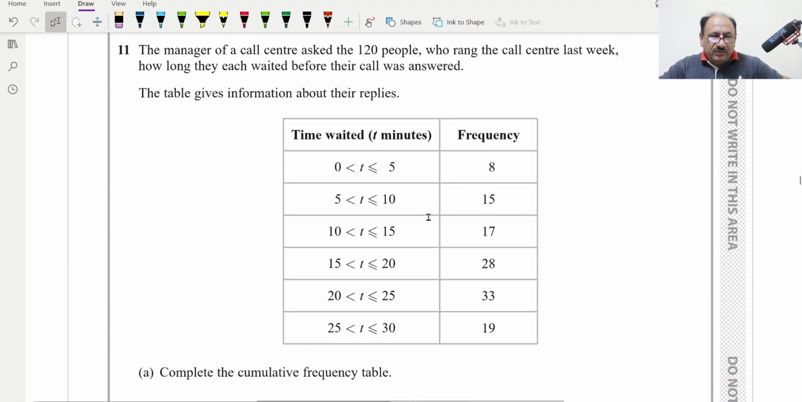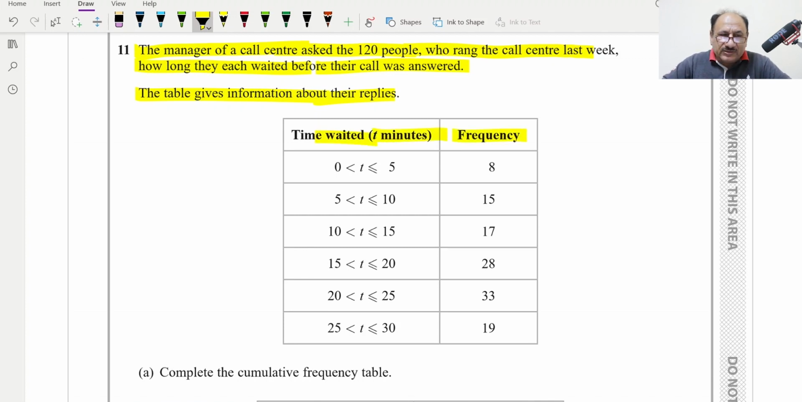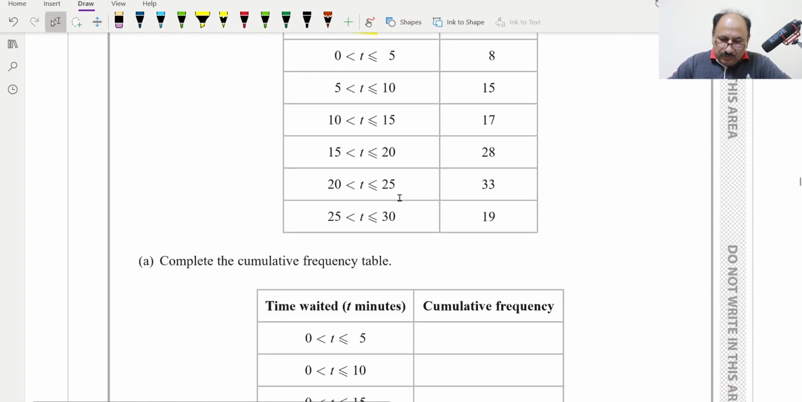Now question number 11. The manager of a call center asked the 120 people who rang the call center last week how long they each waited before their call was answered. The table gives information about their replies. So this is the table: time waited, t in minutes, and this is the frequency. In part A, we have to complete the cumulative frequency table.